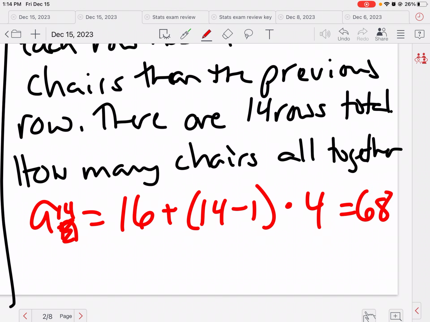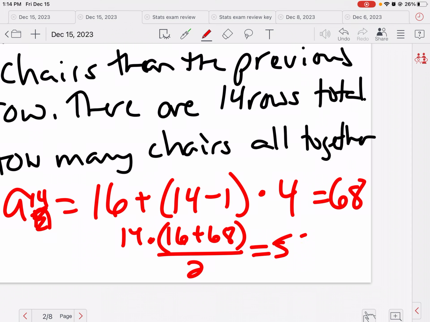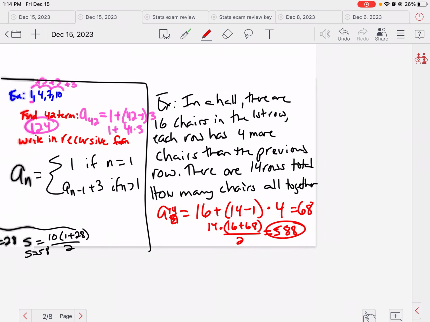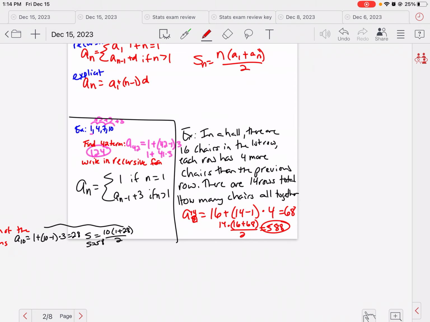I know a sub 1 is 16, so I have 16 plus 68, all divided by 2, times the number of rows, which is 14 rows. So we're going to do 16 plus 68 times 14 divided by 2, which is going to be 588. Okay, so that's how many total seats we would have in this hall if we have 14 rows starting at 16 chairs and we increase by 4 more chairs every time. Again, you could probably draw out a picture and figure that out without this formula, and that's great, but if he wants you to show your work, that's probably what he's expecting.